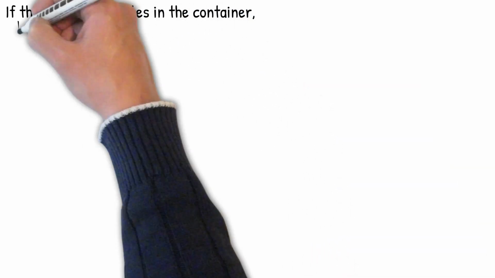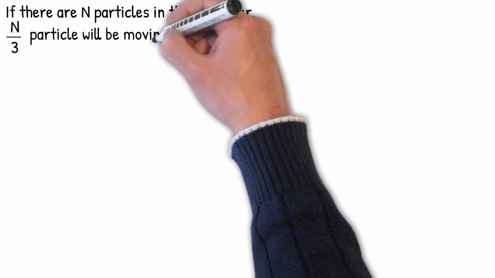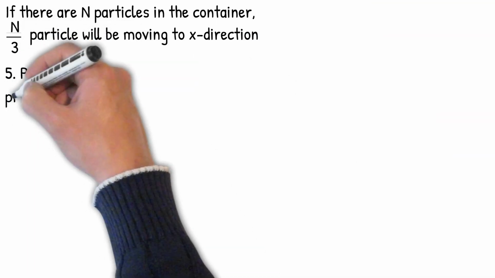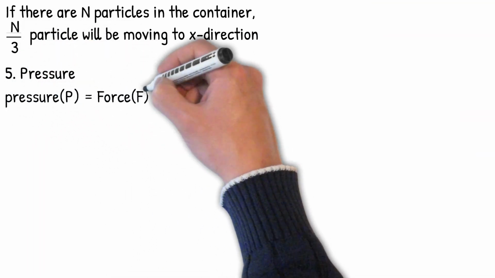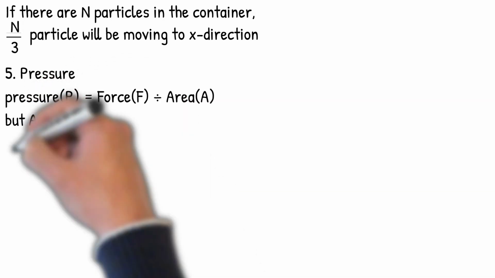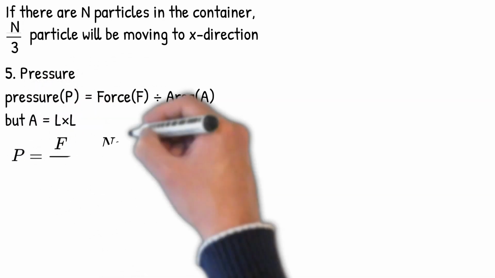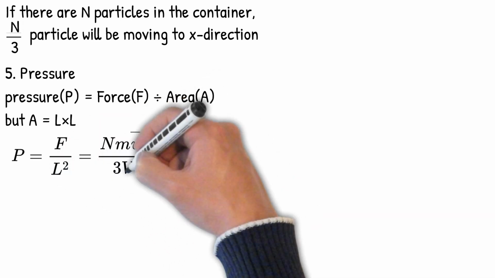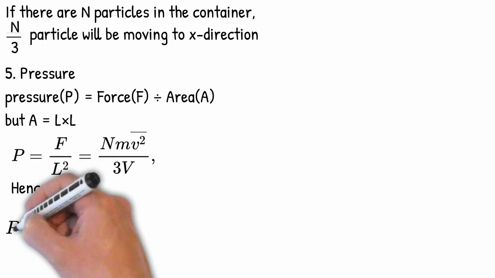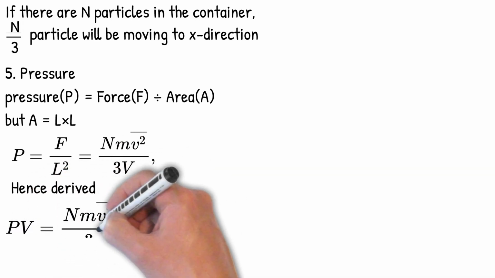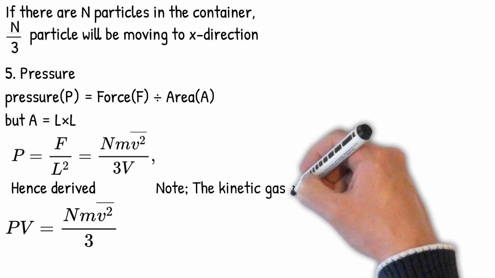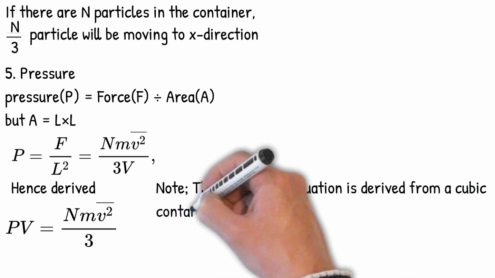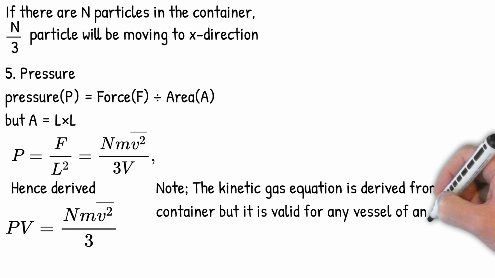If there are N particles in the container, N over 3 particles will move in the x direction. Number 5. Pressure P equals force F divided by area A, but area equals L times L. Pressure equals force over area, where area is equal to L², which equals nmu² divided by 3V. Hence derived PV equals nmu² over 3. Note, the kinetic gas equation is derived from a cubic container, but it is valid for any vessel of any shape.